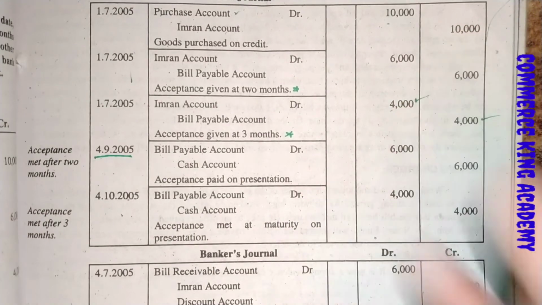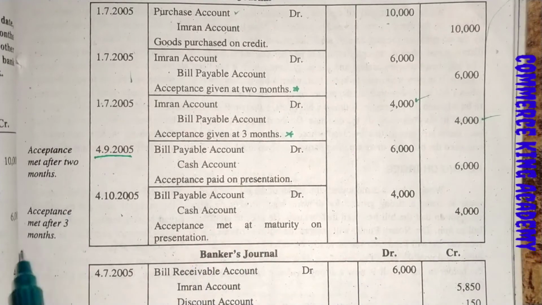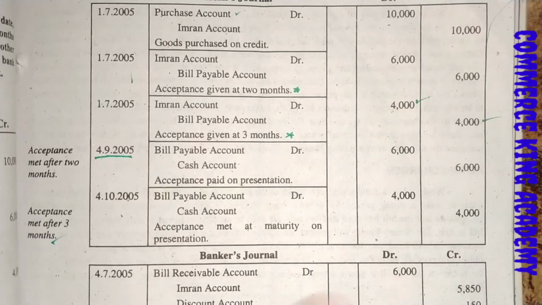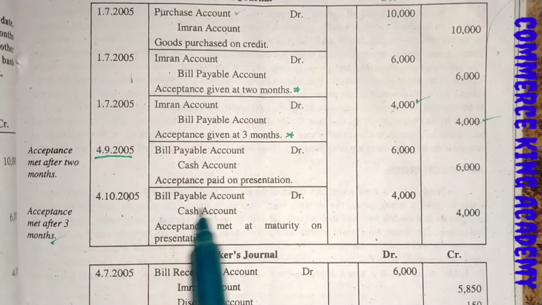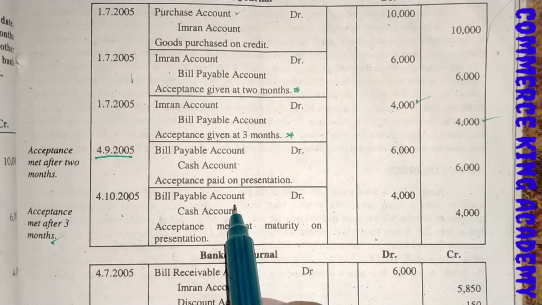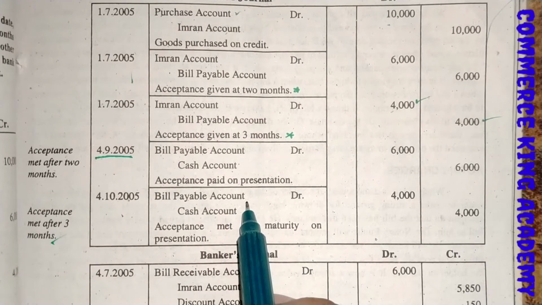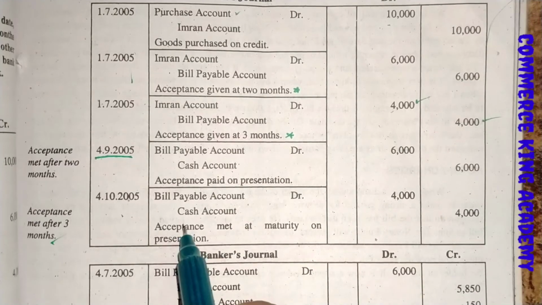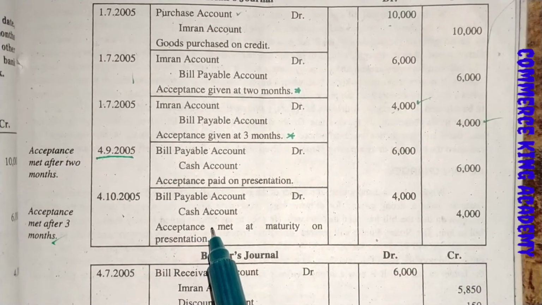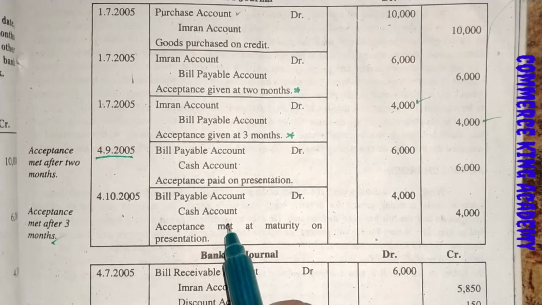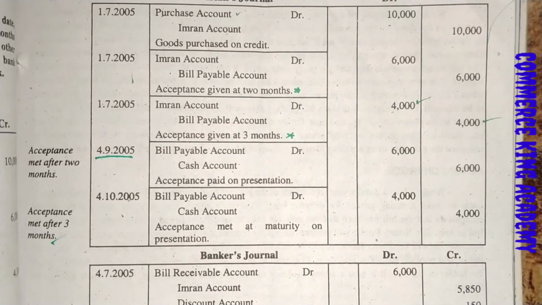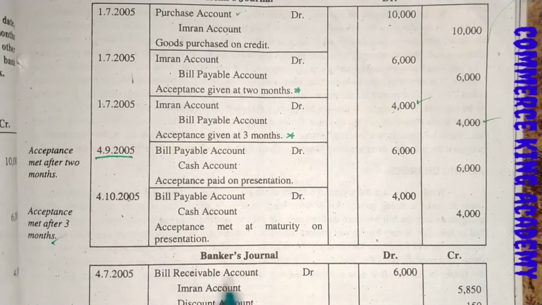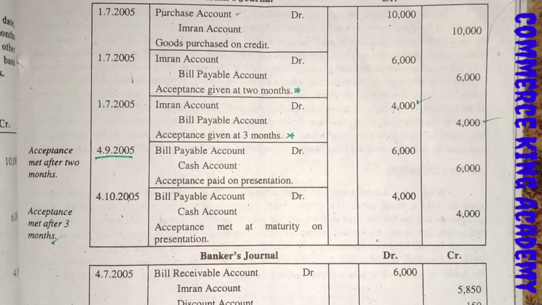All right, so the entry will be: acceptance met after 3 months. The entry will be bills payable account debit. Same as above, a decrease in liability will always be debited, amounted 4,000 rupees. Second, a decrease in asset, which is cash, by Mr. Irfan. So cash account debit, amounted 4,000 rupees, with details or description: acceptance met at maturity on presentation of bill of exchange.